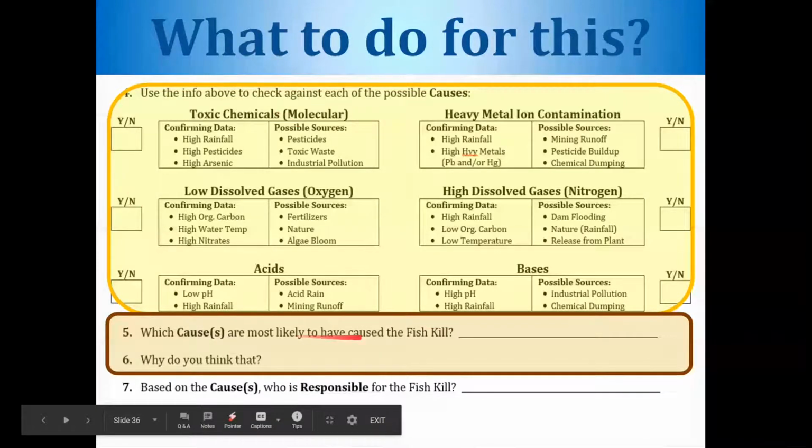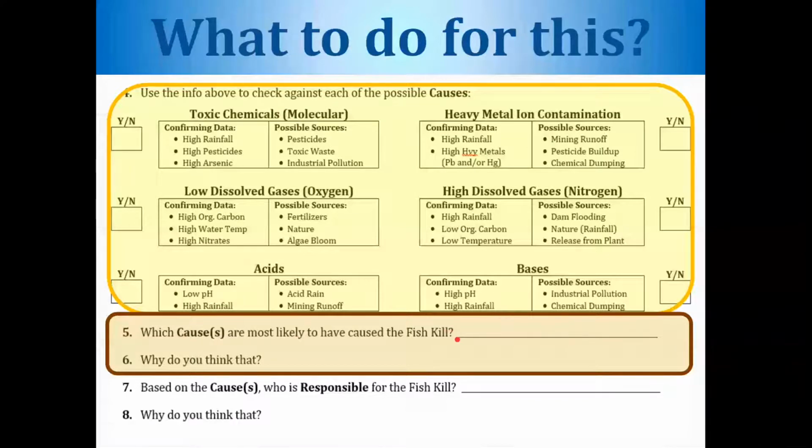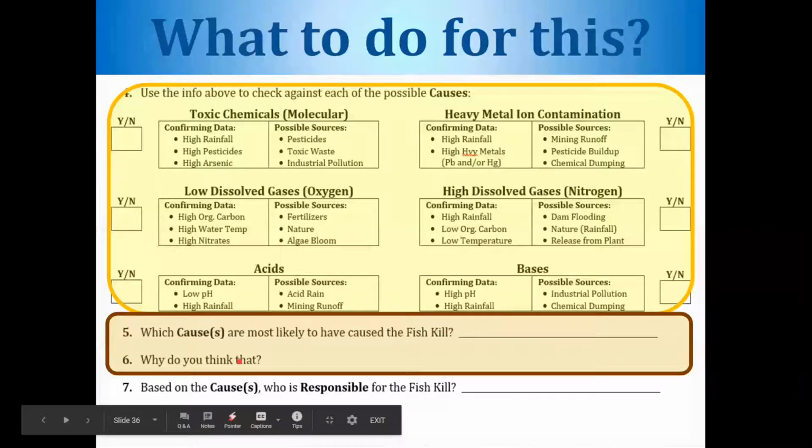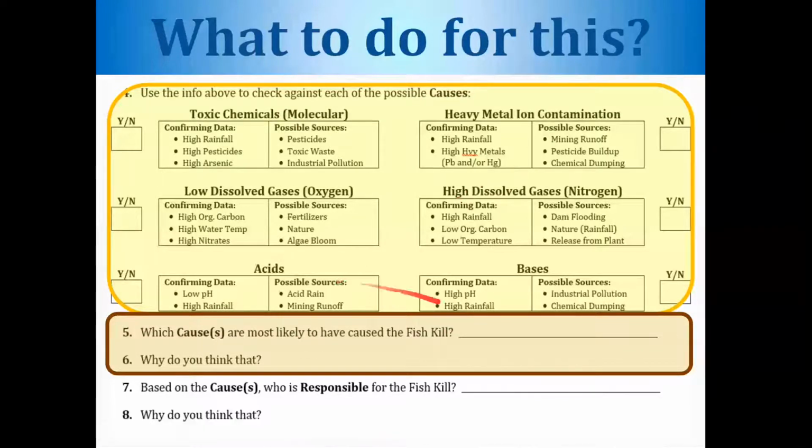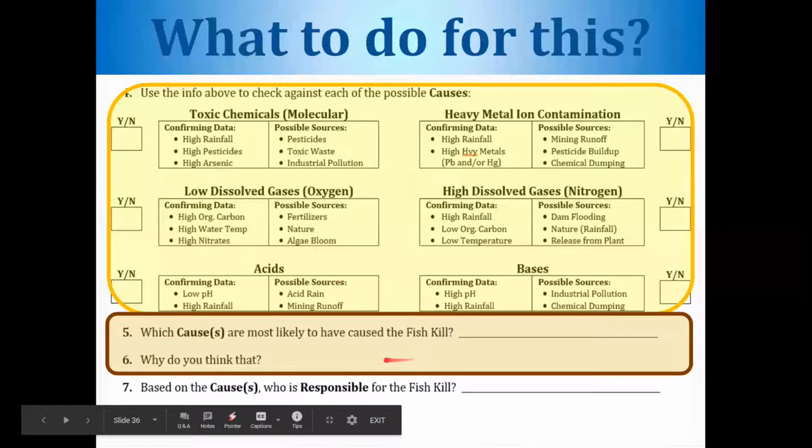Basically, all the ones that you find, you just list. And then you say why. Why do you think that? If you have 2 different causes, try to say which one you think is more important than the other one. You can say they're equally important. That's completely up to you.